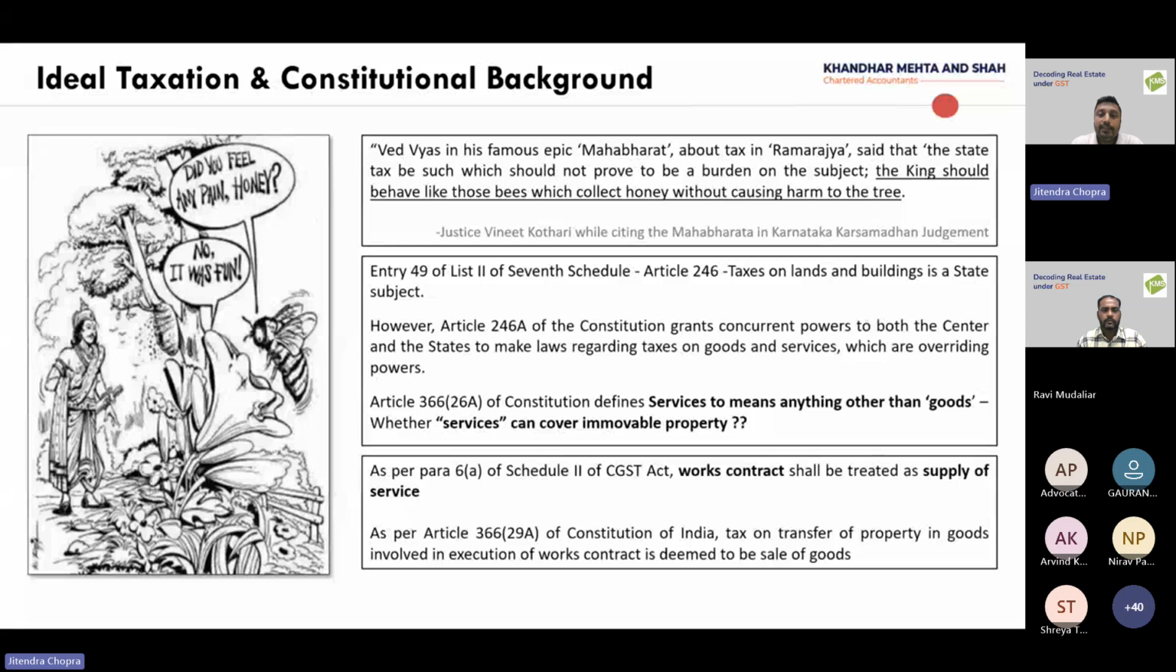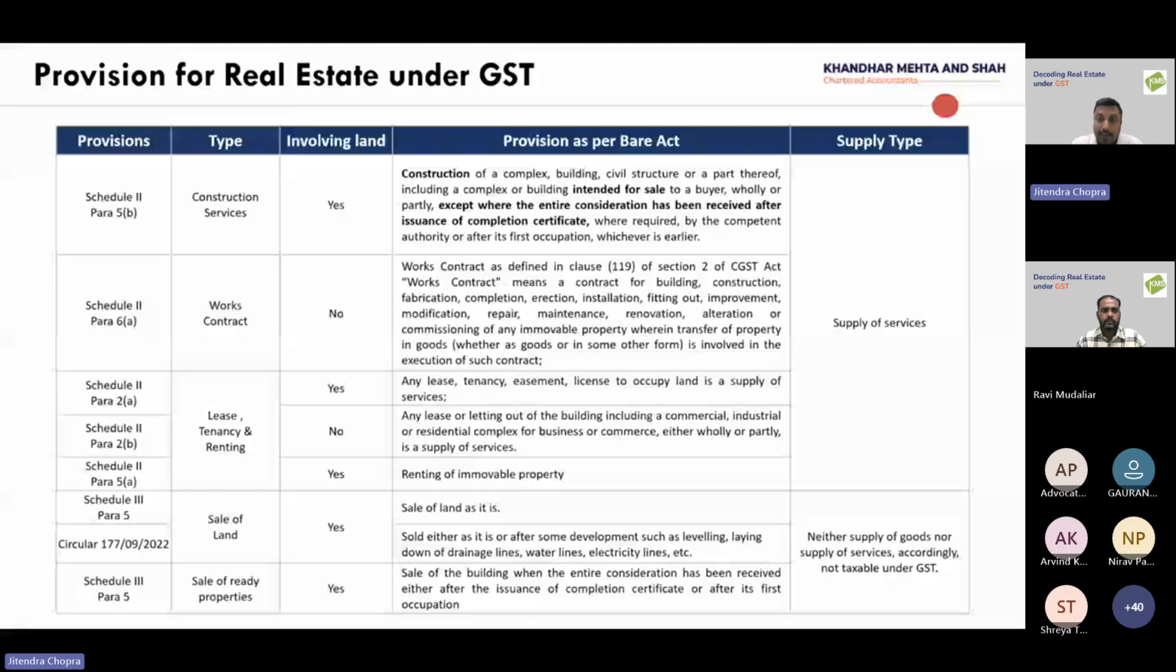This slide is extremely important because the entire taxation of real estate revolves around the Schedule 2 and Schedule 3 entries. Whenever we analyze any real estate transaction, the first question should be: is it supply of service, supply of goods, works contract, lease, or sale of land? Now, Schedule 2, Para 5(b) specifically says construction intended for sale before completion certificate is treated as supply of service, meaning if any amount is received before the completion certificate, GST becomes applicable. It is a very important practical point that even if only 1 rupee is received before the completion certificate, the entire value becomes taxable. Now compare this with Schedule 3.